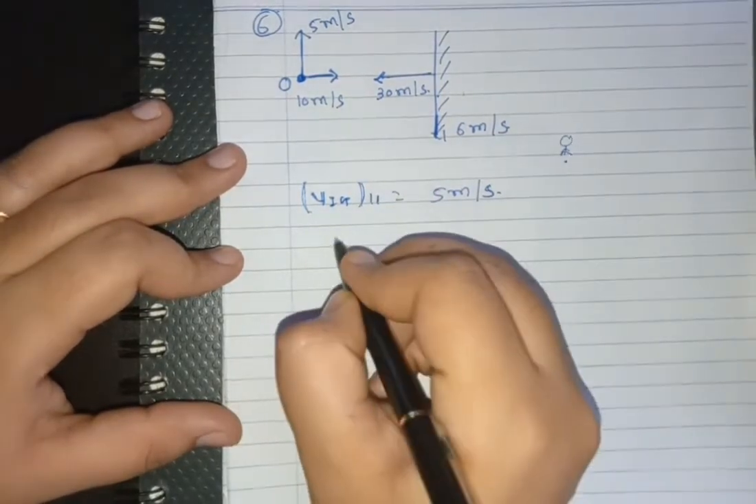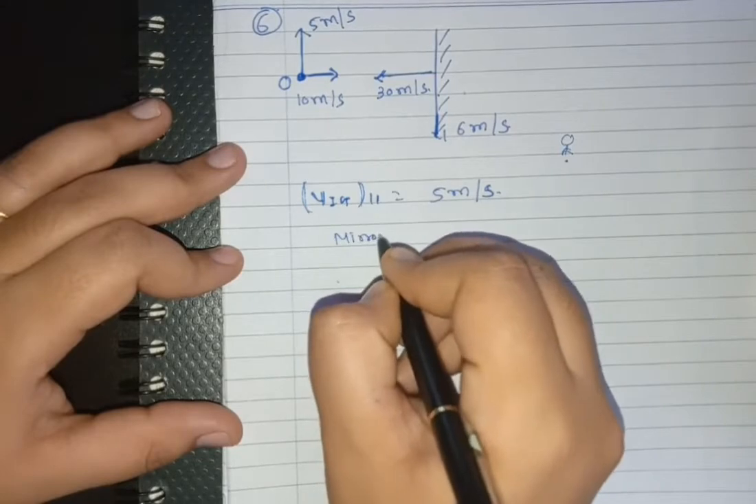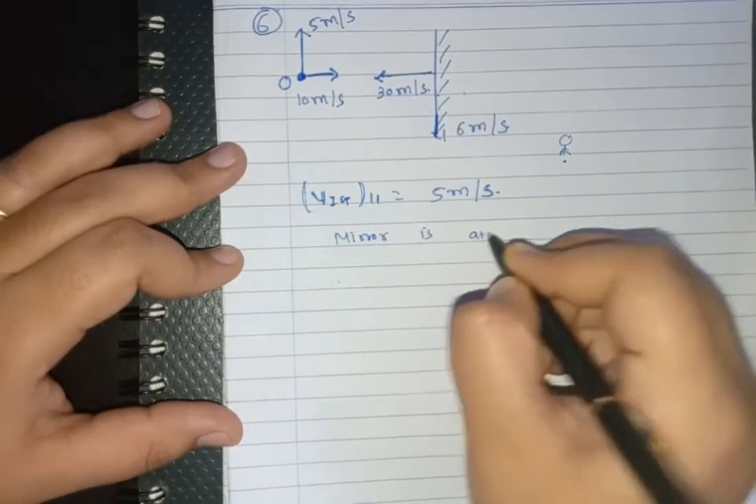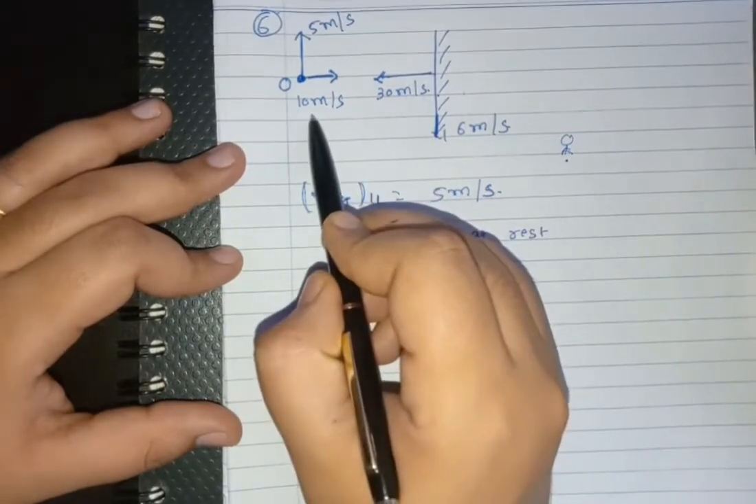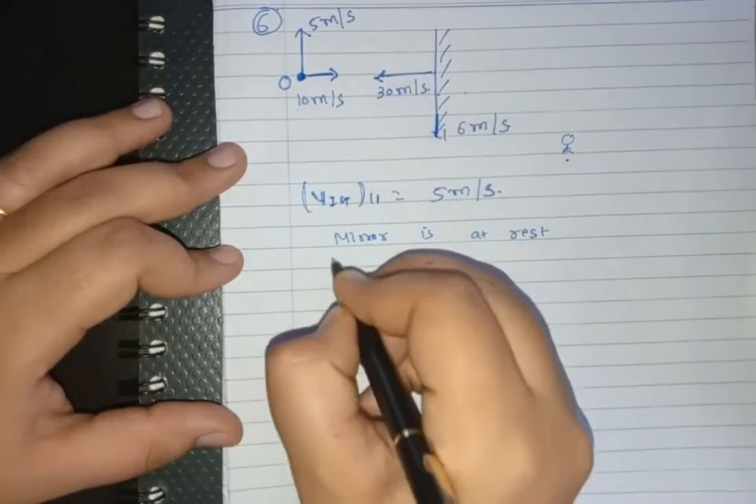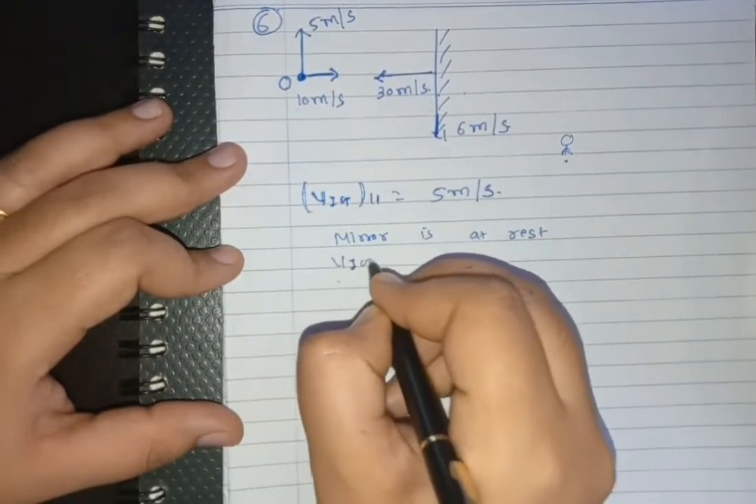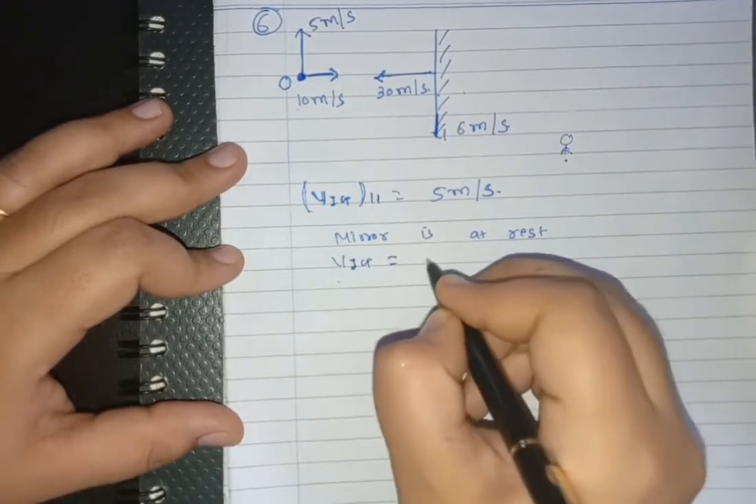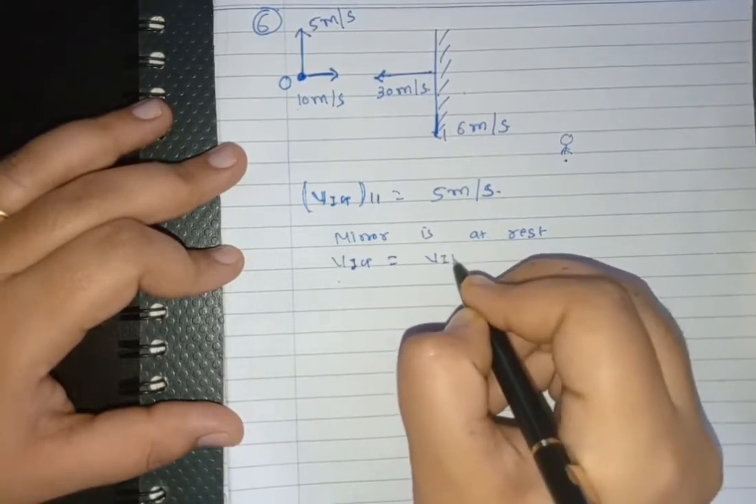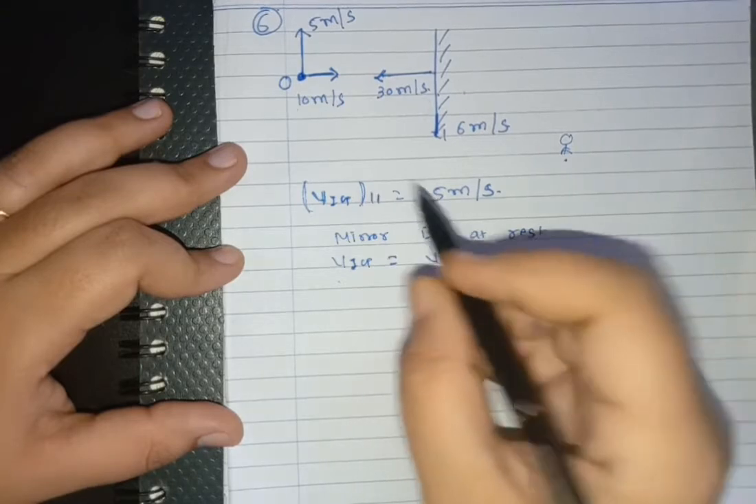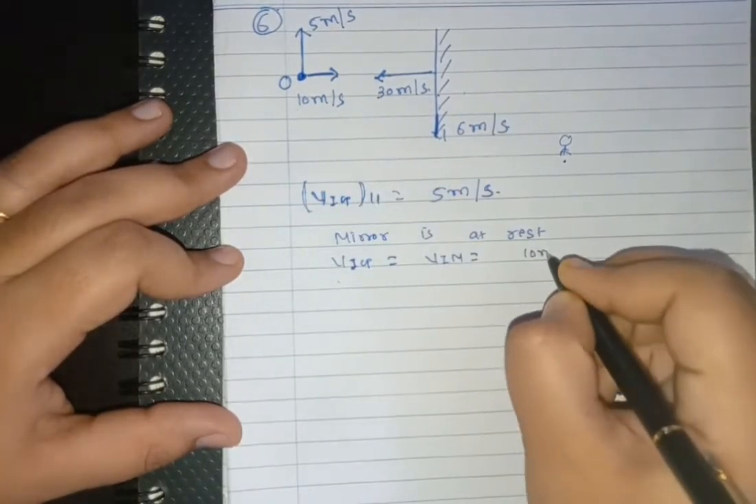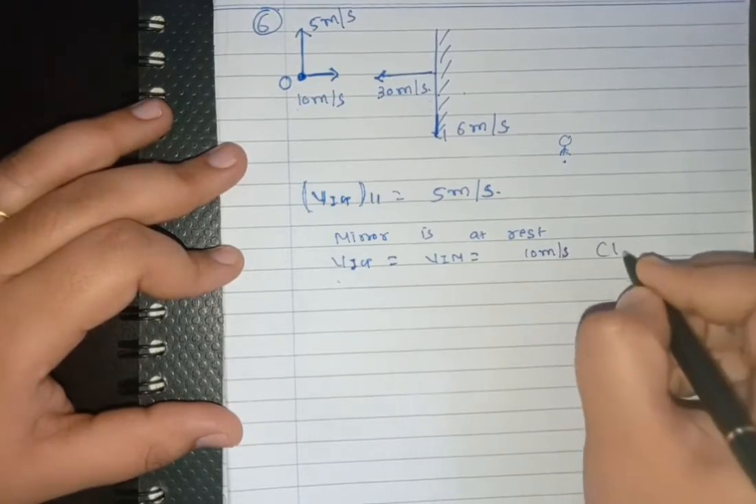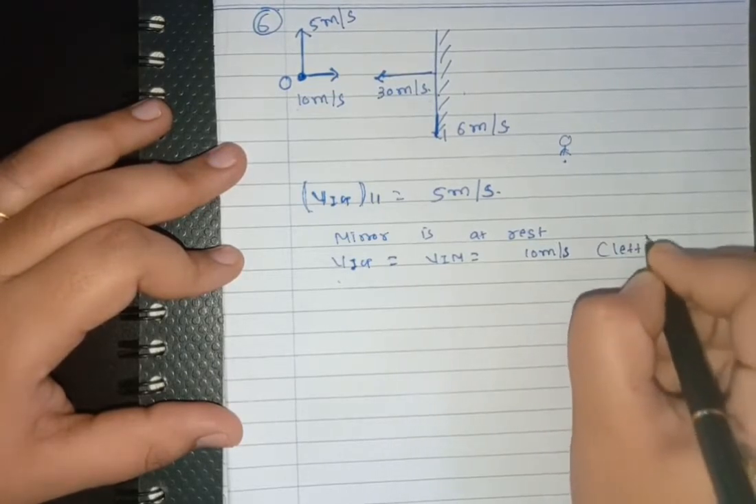First, mirror is at rest. So object is moving towards the mirror with speed 10 meter per second. So velocity of image with respect to ground is equal to velocity of image with respect to mirror, that will be same speed as that of object, it is 10 meter per second in the left direction.